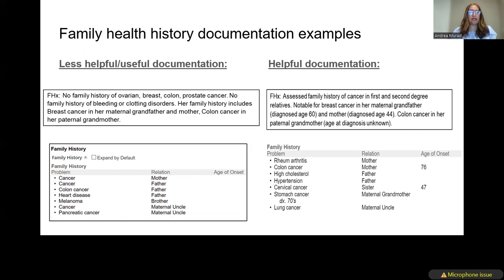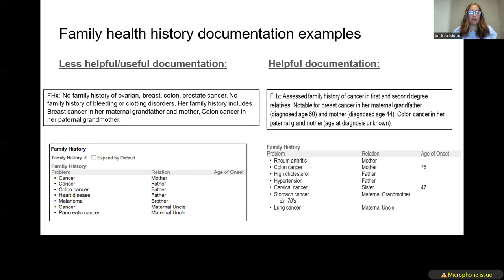So if you look on the right-hand side, this is a much more helpful way to document the family health history in a paragraph format. Not only does the individual who documented this indicate that they assessed family history of cancer in first and second degree relatives, which is helpful because we know who they would have asked about, but they also indicate the cancers that were reported in the family history, breast cancer here, and the maternal grandmother, so side of the family and relationship, and age at diagnosis for all of the relatives. And you can see for the paternal grandmother, the patient didn't know the age of diagnosis, and so that is also noted: it was asked but unknown.